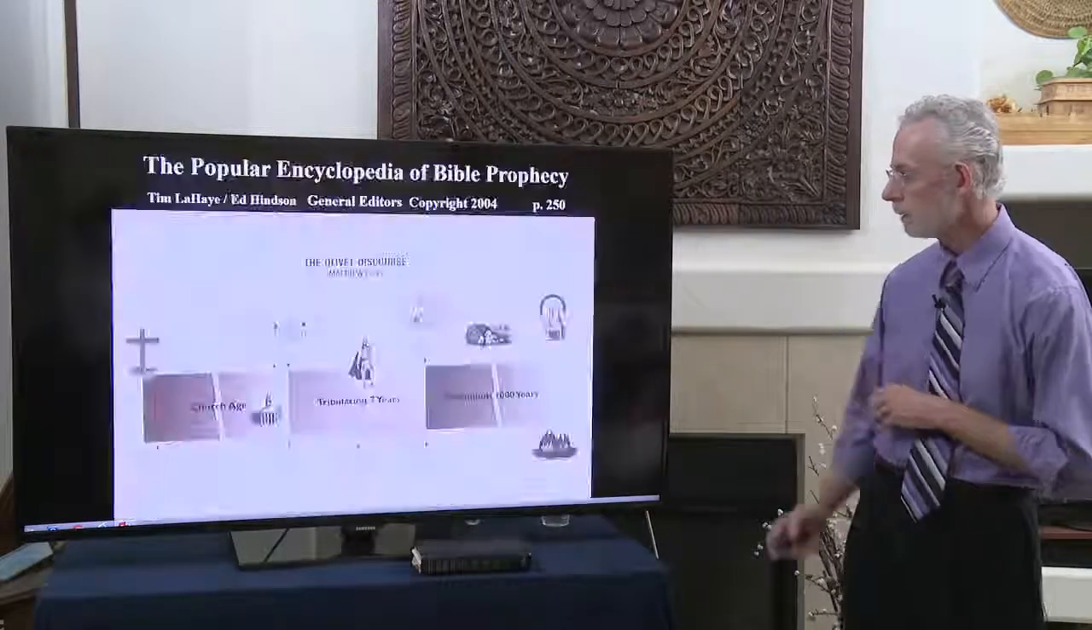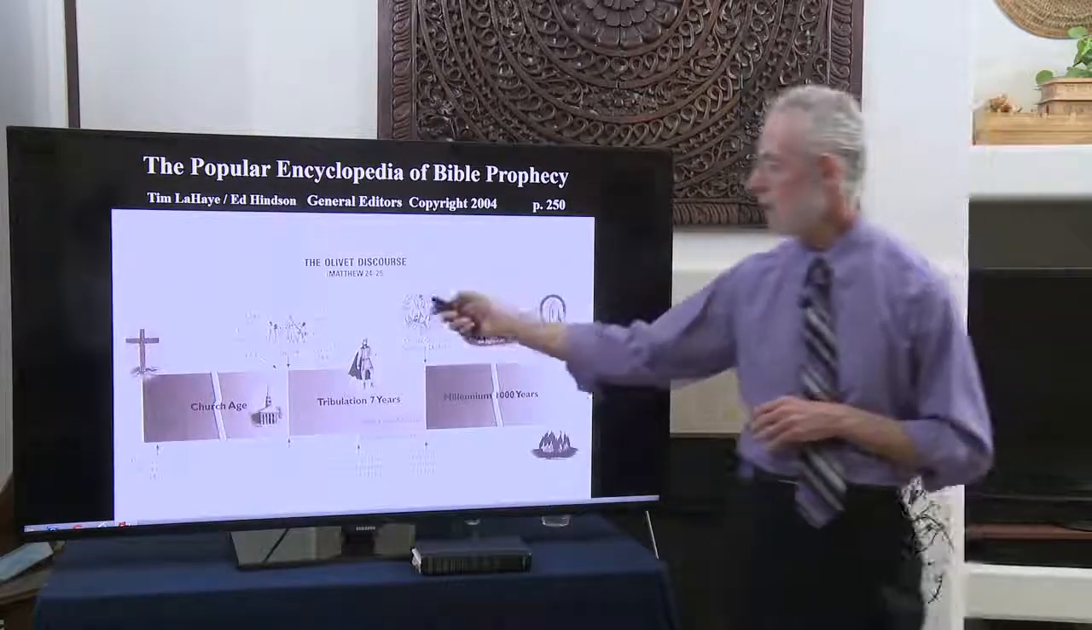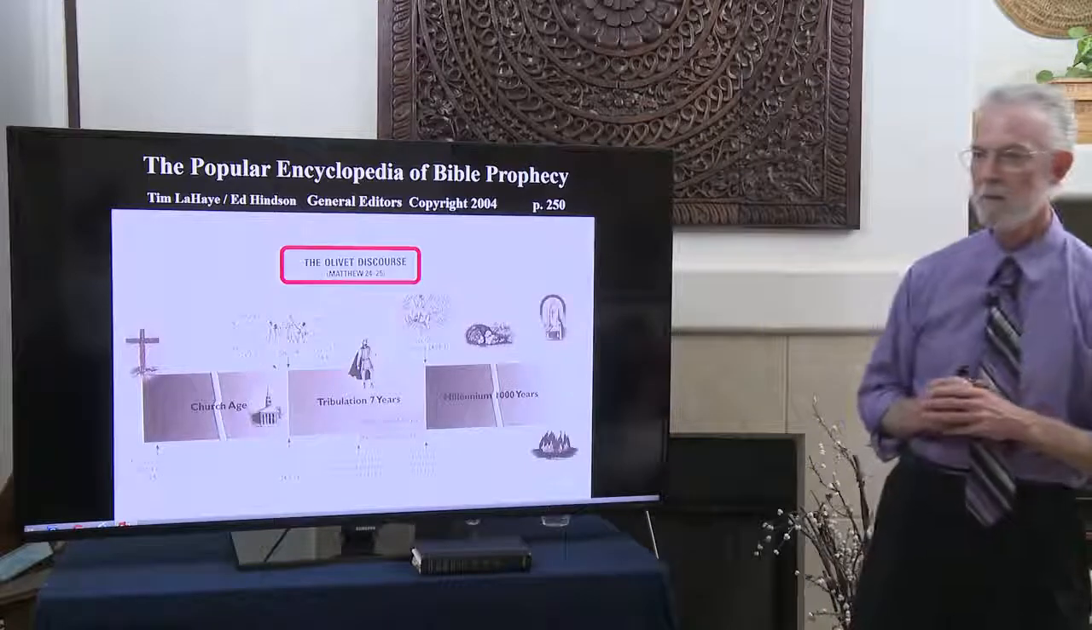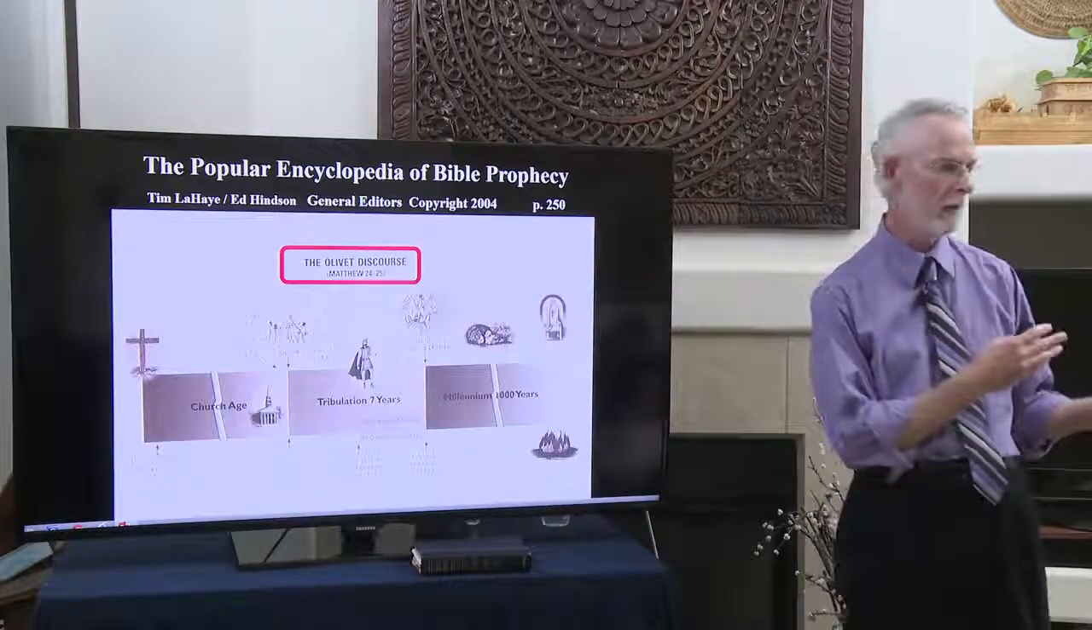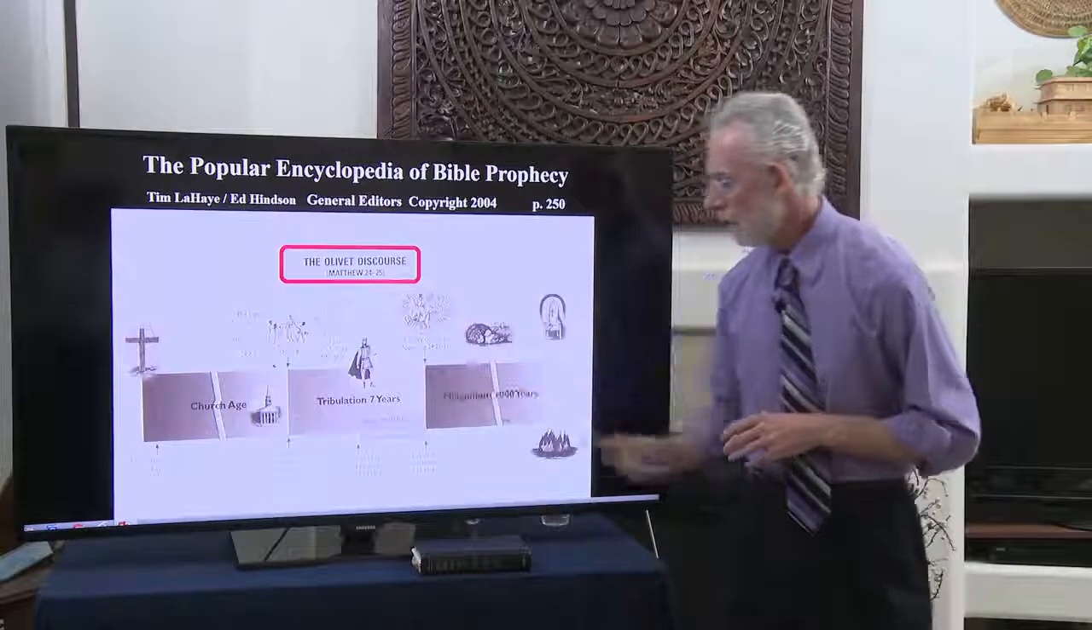All right, so here we go. This is from page 250 of that book. And it's a chart on the Olivet Discourse, Matthew 24 and 25, which is what we just looked at, right? We just looked at those parallels between John and Jesus. So let me give you a little background on the chart first.